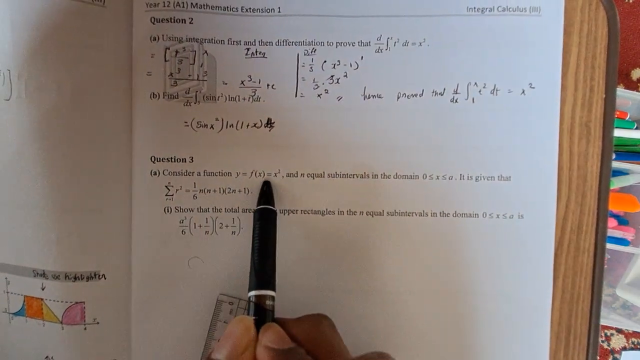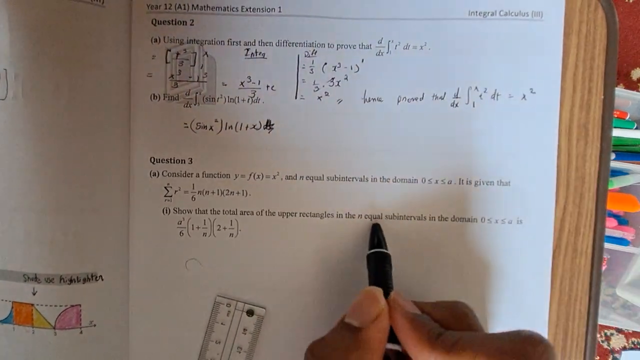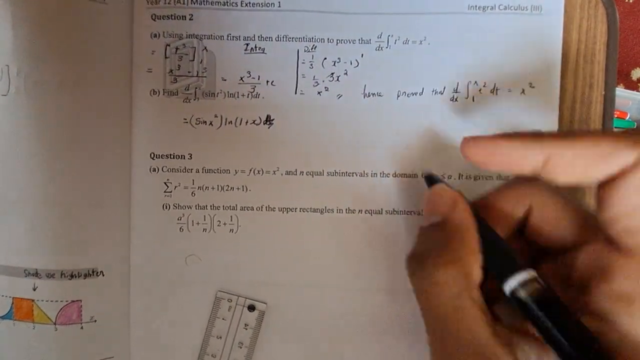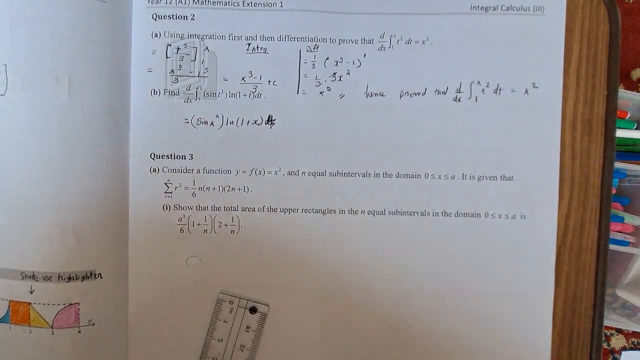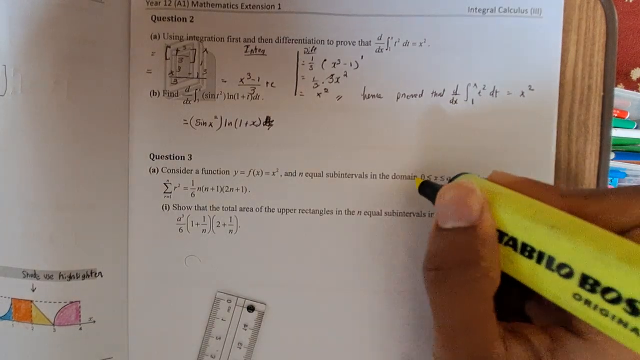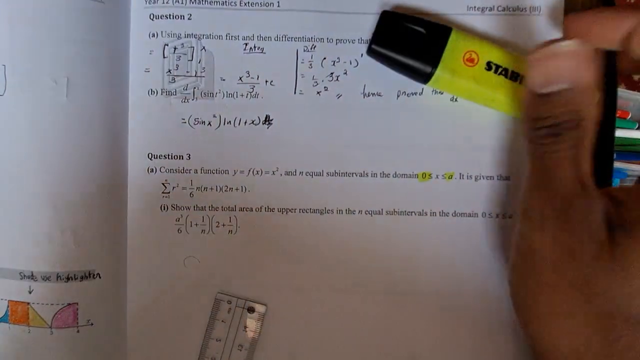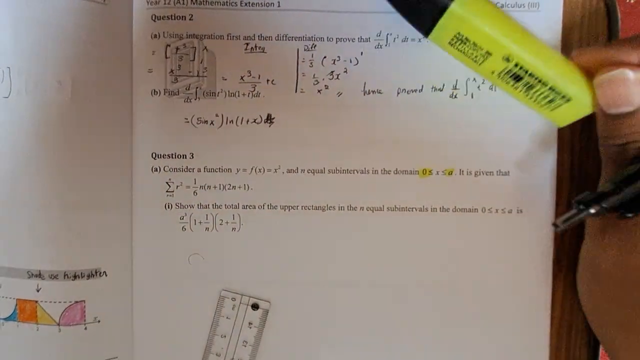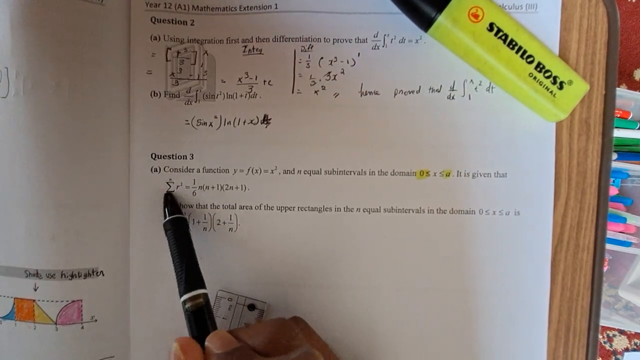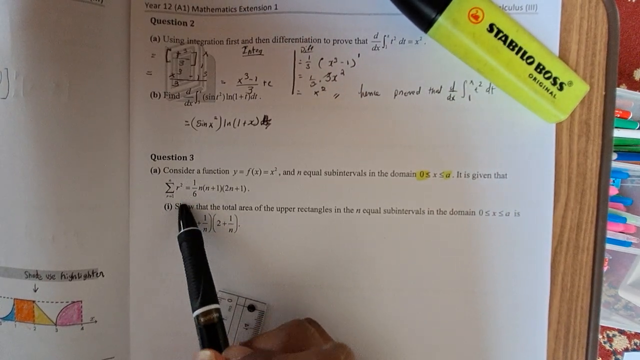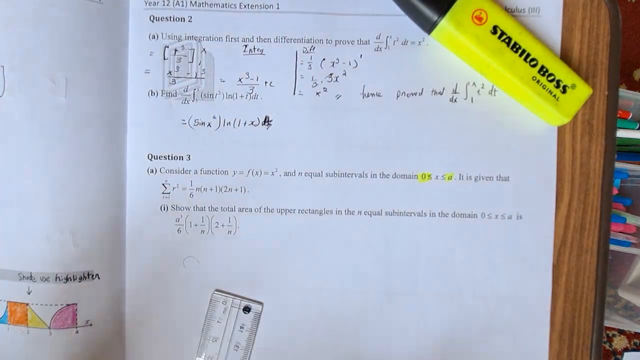They're saying consider a function y equals x cubed and n subintervals with the domain 0 to a. So from here, let me take my highlighter out. We know that it starts at 0 and ends at a. That's quite important. What else do we know? It's given that the sum from r equals 1 to n of r squared is equal to this. So we're like, alrighty, cool.